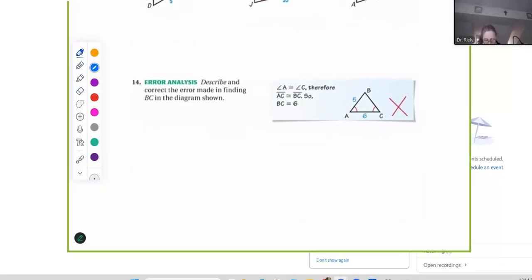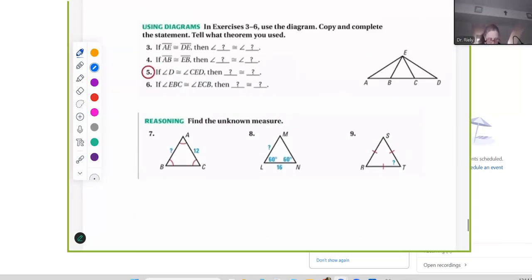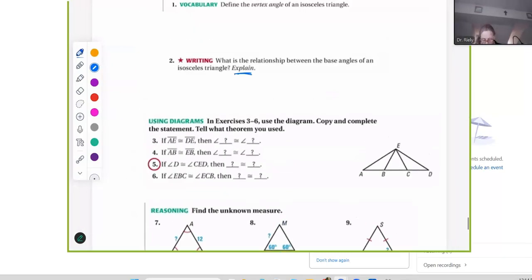Okay, here's some algebra. Get yourself an equation based on what you know about isosceles and equilateral triangles, and then find the mistake here. So you should definitely be able to do this homework on page 23 and 24 of your packet. So thank you for listening.